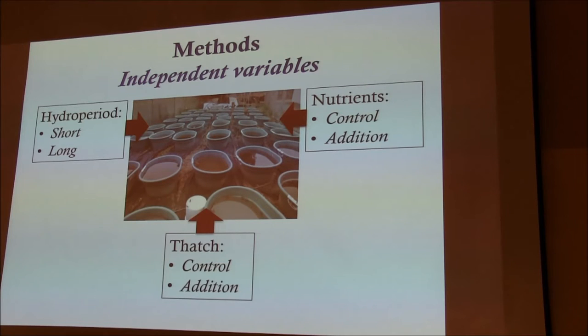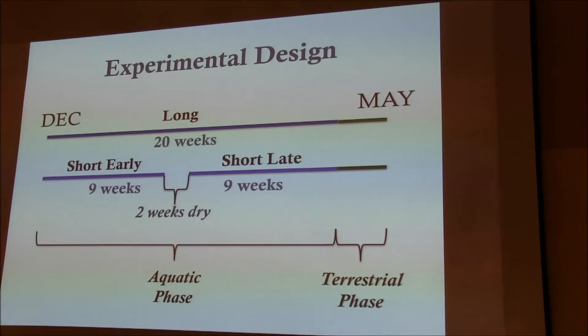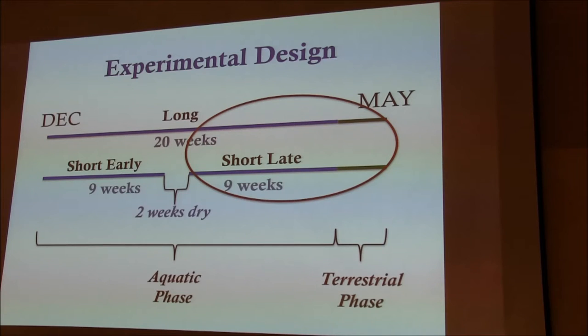So this was a mesocosm experiment where we manipulated hydroperiod, short and long. We had control and addition of nutrients, and thatch control and addition. This is a little schematic of the design and the timeline of the study, where the mesocosms were inundated in December, and the long hydroperiods stayed inundated until May. Then we had short hydroperiods, which were inundated for 9 weeks, dried out, stayed dry for 2 weeks, and then re-inundated. So we have the aquatic phase and then the terrestrial phase at the end. For today's talk, I'm really going to talk about results from this latter part of the experiment.